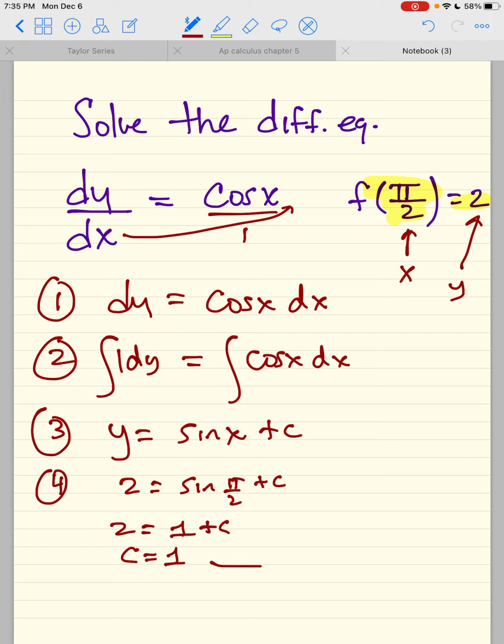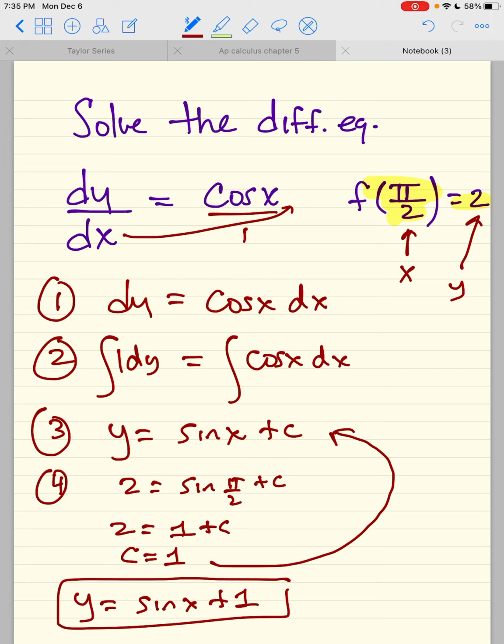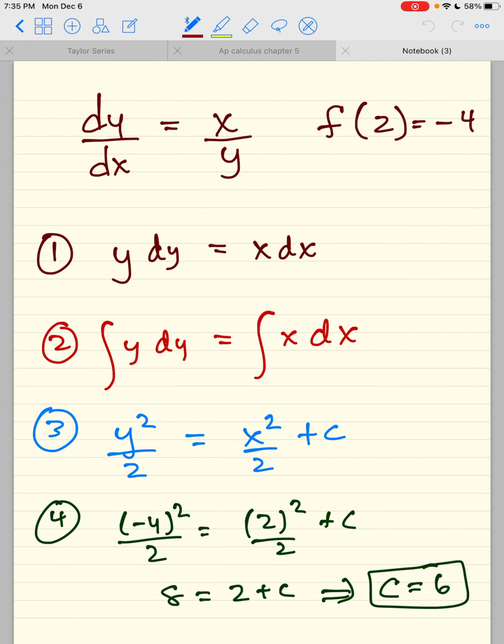You have to take this back into step 3. So y equals sine x plus 1. Since y is by itself, you are done. So it's basically just integrating and then substituting a point to solve for c, and then going back and making sure y is solved for, okay? So let's take a look here.